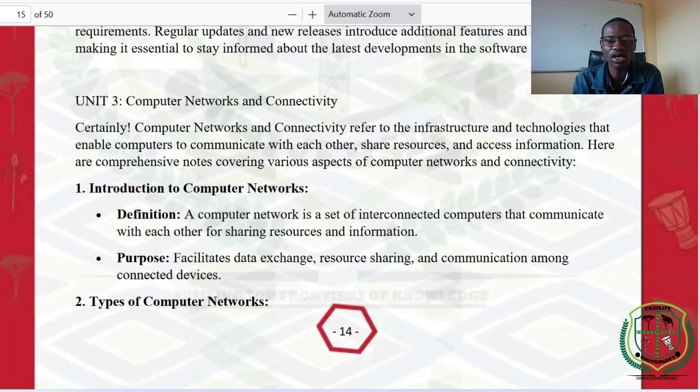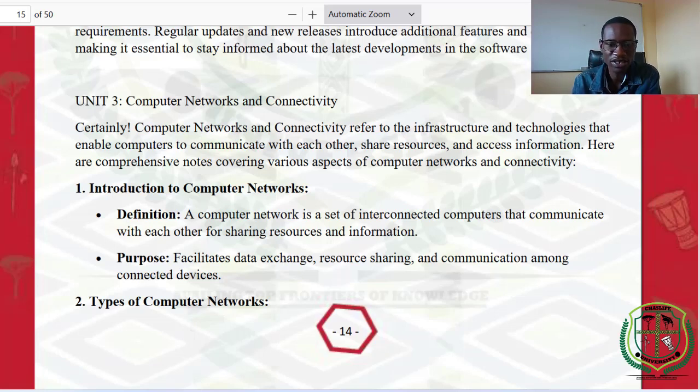A computer network is a set of interconnected computers that communicate with each other for sharing resource and information. Not too different from the earlier definition. So the official definition of a computer network is that it's a set of interconnected computers that communicate with each other for sharing resource and information.